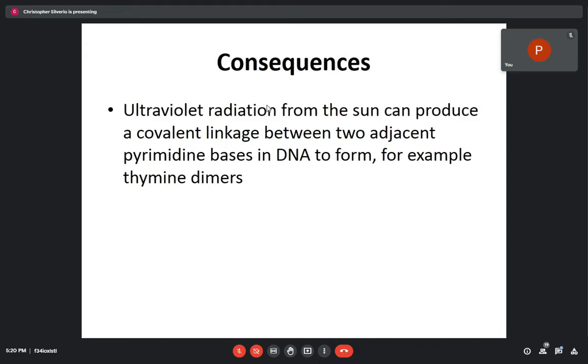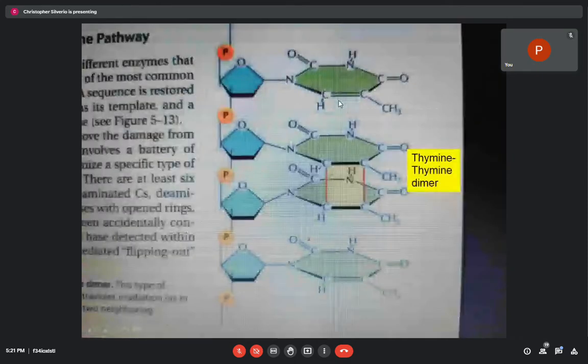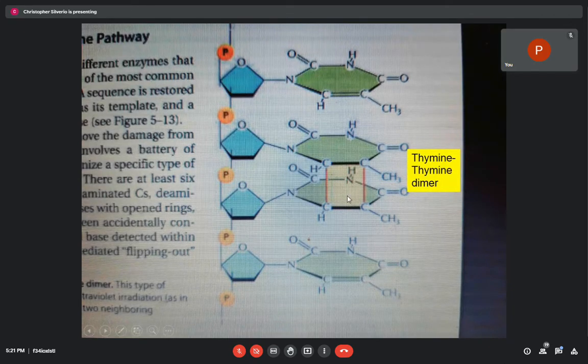That will be the harmful effect of UV light. There will be fusion of the two pyrimidine bases to form dimers. And this is what happened. As you can see, the formation of thymine dimer. This is the thymine. So now, because of that fusion, the normal DNA is affected.